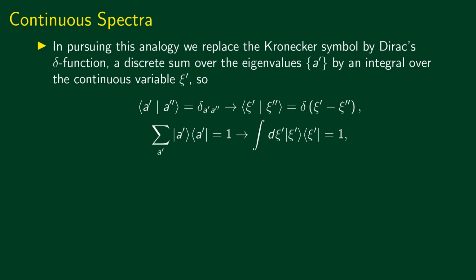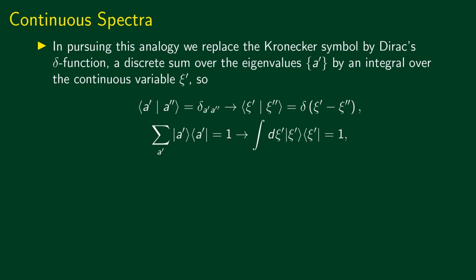So the orthonormality relation can be written as bracket psi prime psi double prime is equal to delta of psi prime minus psi double prime. This is the Dirac delta function, or simply the Dirac delta. So here you have the Kronecker delta. Here we have the Dirac delta.